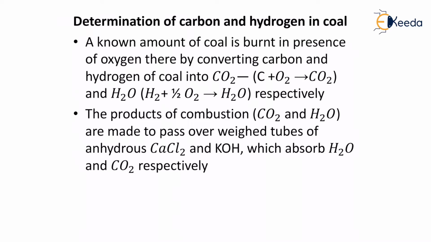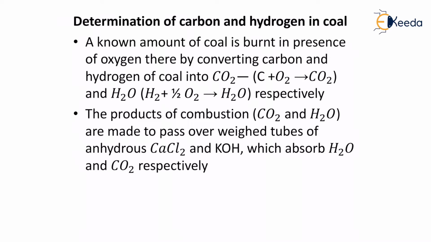Now, when coal is burnt in the presence of air, basically in the presence of oxygen, because air contains oxygen, oxygen will combine with the carbon present in the coal, and it gives us C plus O2 giving CO2. Carbon plus oxygen gives us carbon dioxide. And when hydrogen combines with oxygen, we get H2 plus half O2 giving H2O. That means when coal is burnt, it gives us two major products. The first product is carbon dioxide and the second product is steam.